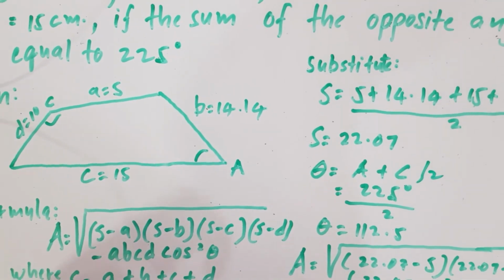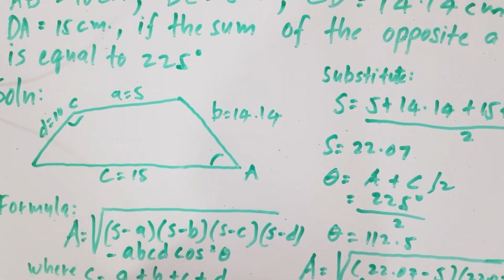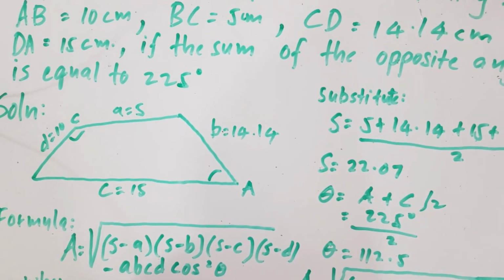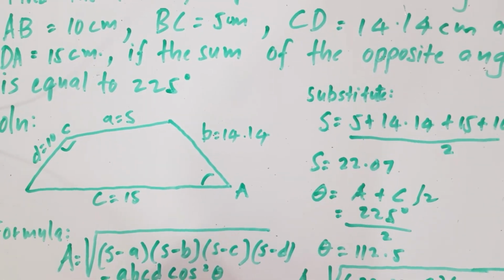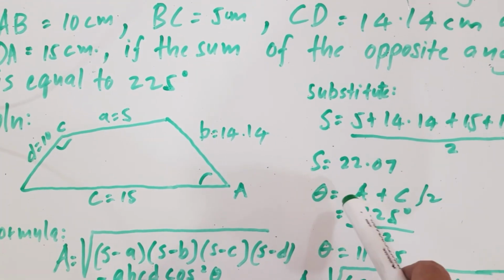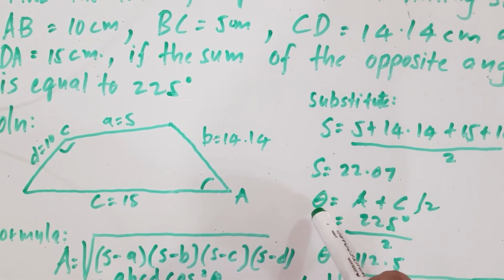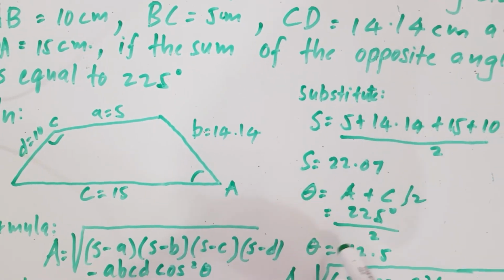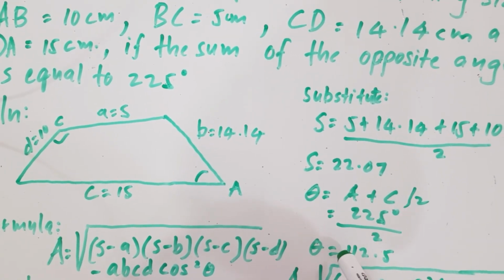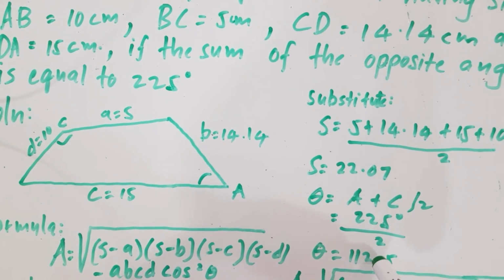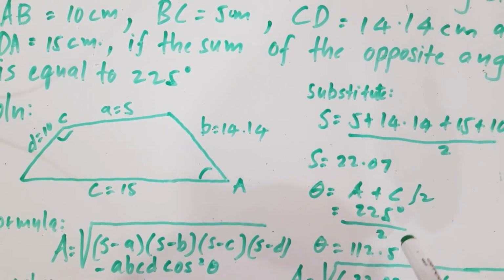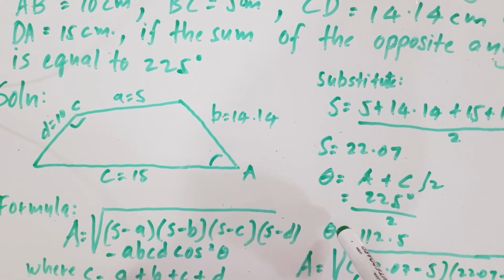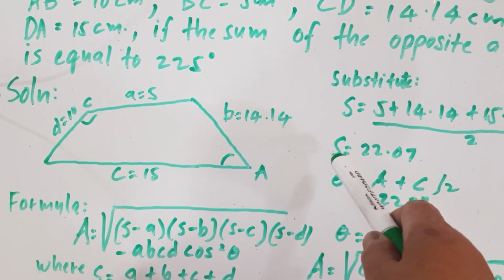Therefore, the total of this angle A plus is equal to 225 divided by 2. Theta therefore is equal to 112.5.